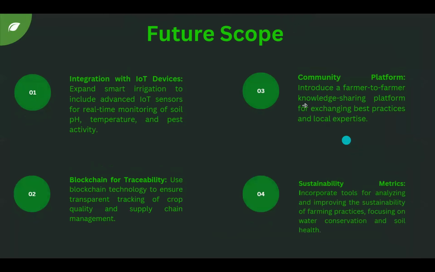Moving further, our future scope. Actually, as I said, this project has been discarded, but no one has integrated it, and the varieties we have added. To enhance this project, we also need an advanced IoT device, so it can give exact real-time monitoring of the soil and sprinkle the water. We can also use blockchain technology to give better supply chain management.